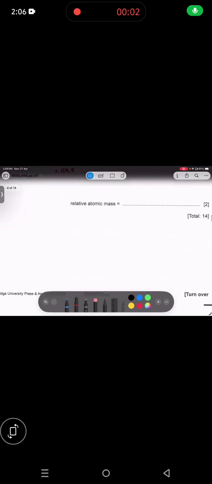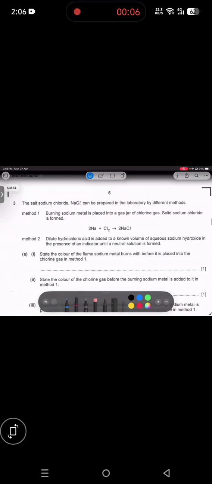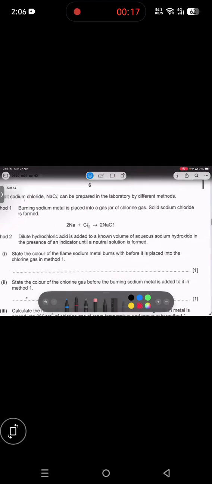Now, the next one is question number 3. The salt sodium chloride can be prepared in the laboratory by different methods. The first method is burning: sodium metal is placed into a gas jar of chlorine gas. Solid sodium chloride is formed. The first method is this.